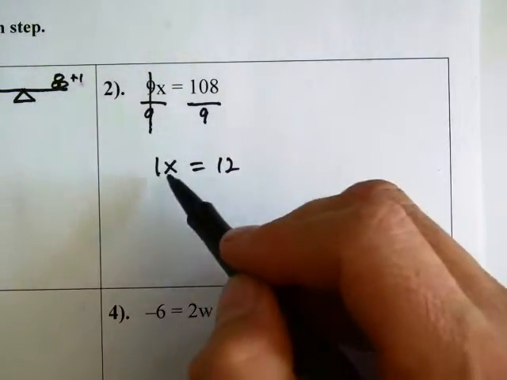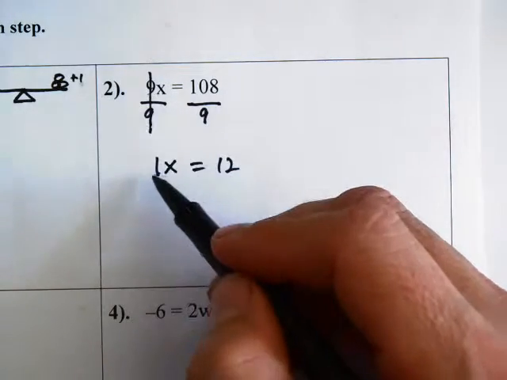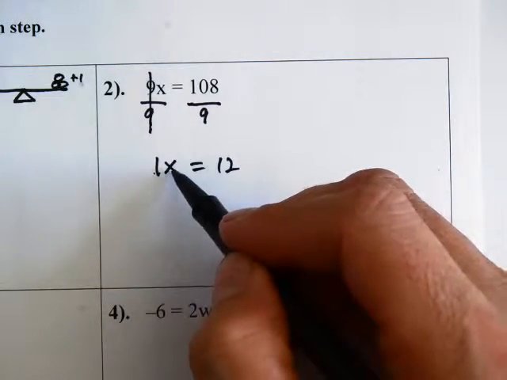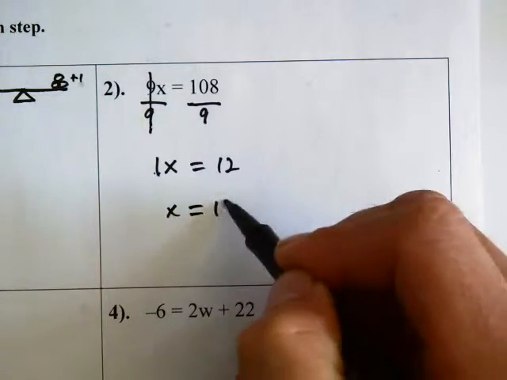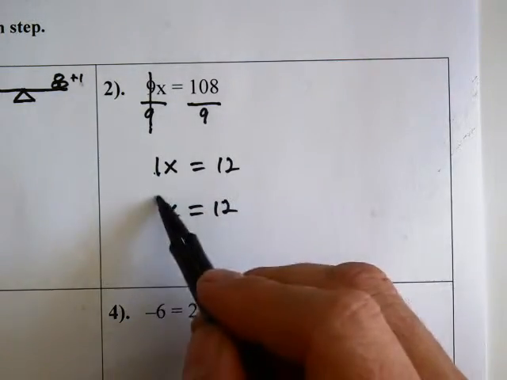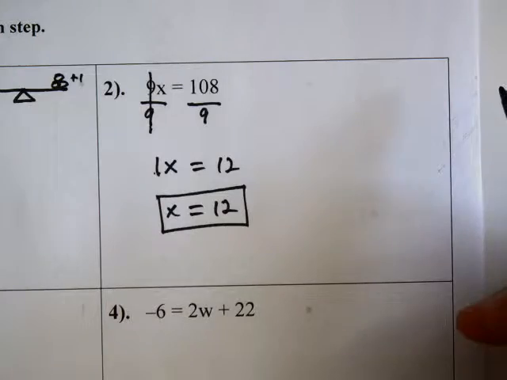Many of you know that. But really, I just want to be thorough. 9 divided by 9 is 1. But what's 1 times x? Well, that's just x. And so, yep, the variable's been isolated, and we have our answer.